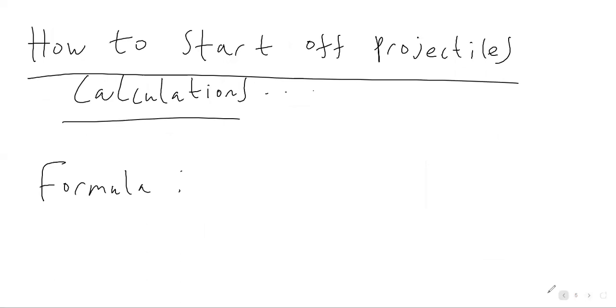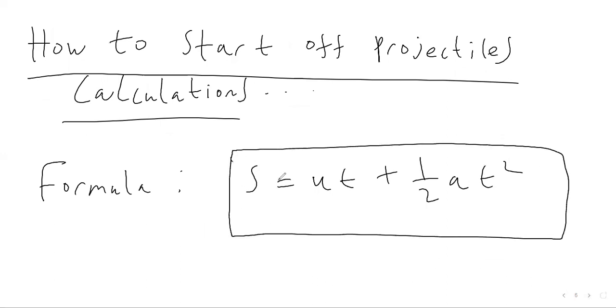Remember, when we start off with these projectile calculations, the key formula that we're going to use is the Suvat equation, s equals ut plus half at squared. Generally, when you do these projectile questions, that Suvat equation is always your starting point. So that's the equation that you want to pick.